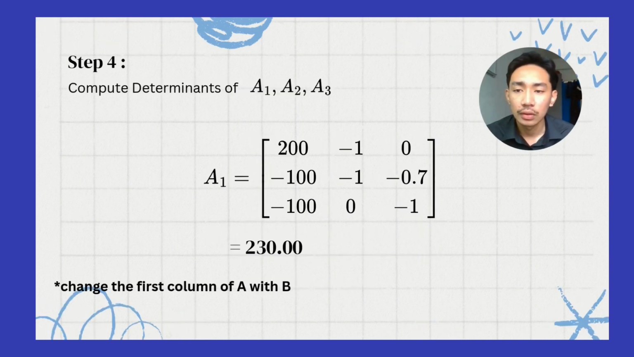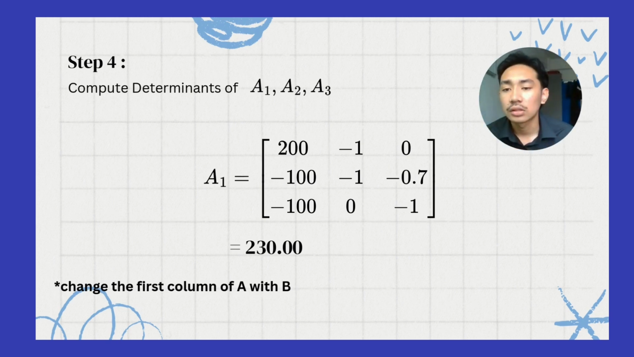Step 4, we need to calculate the determinants of A1, A2, and A3. Firstly, for determinant A1, we need to replace the first column of matrix A with constant matrix B, and then by using the cofactor expansion, we get the answer for determinant of A1 as 230.00.